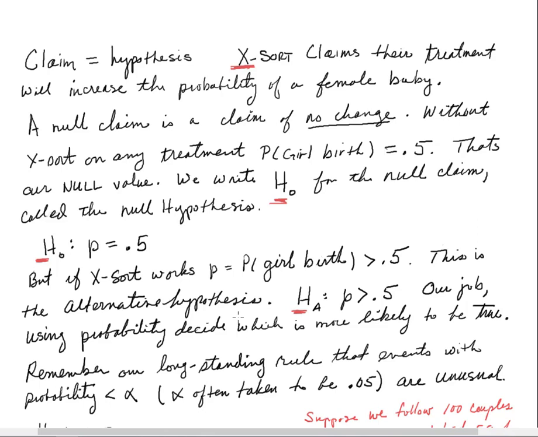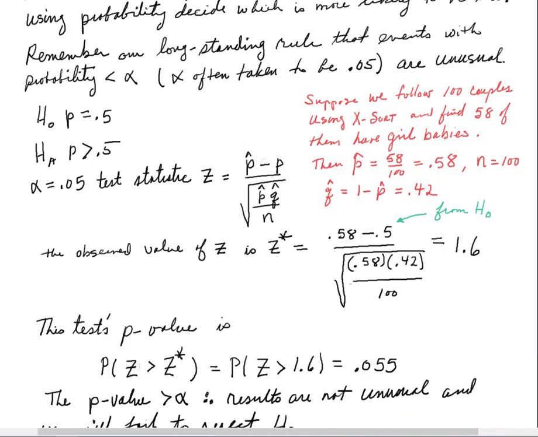Keep in mind that we're using probability here. We will be able to tell which of the two hypotheses is most likely to be true. But that doesn't mean there won't be some margin of error. We'll be able to adjust how often we will be incorrect by adjusting the value of alpha. Now, let's continue to talk about this for a second. You will remember that we have a long-standing rule, we've talked about this since day one, that events with probability less than alpha, where alpha is often taken to be 0.05, are deemed unusual events.